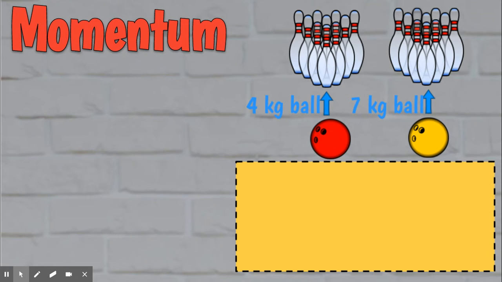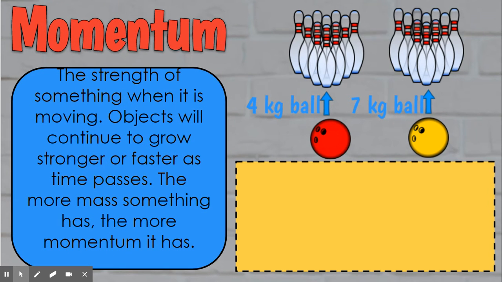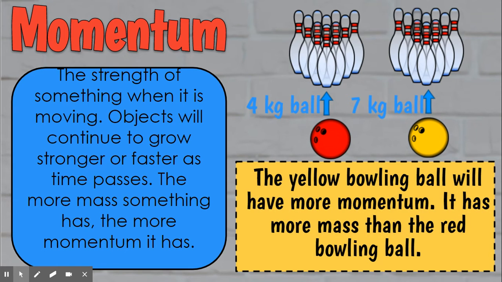Next we have momentum. Momentum is the strength of something when it is moving. Objects will continue to grow stronger and faster as time passes. The more mass something has, the more momentum it has. So we have talked a little bit about this in Newton's laws. So the yellow bowling ball will have more momentum. It has more mass than the red bowling ball.